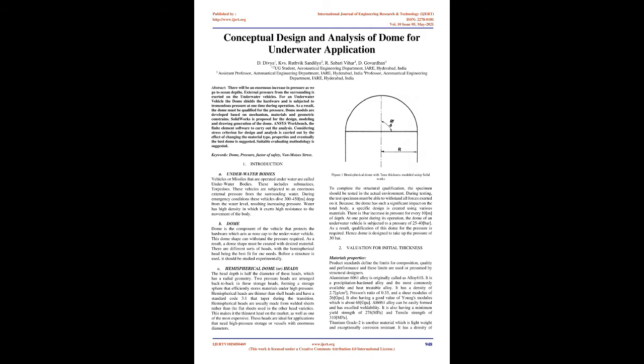1. Introduction. Underwater bodies. Vehicles or missiles that are operated underwater are called underwater bodies. These include submarines and torpedoes. These vehicles are subjected to an enormous external pressure from the surrounding water. During emergency conditions, these vehicles dive 300-450 m deep from the water level, resulting in increasing pressure. Water has high density, so it exerts high resistance to the movement of the body.